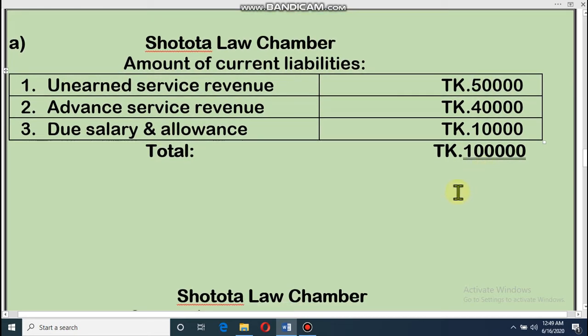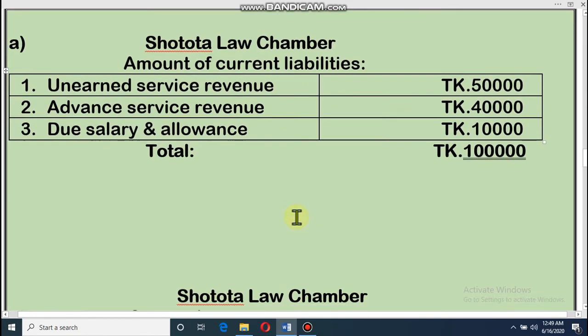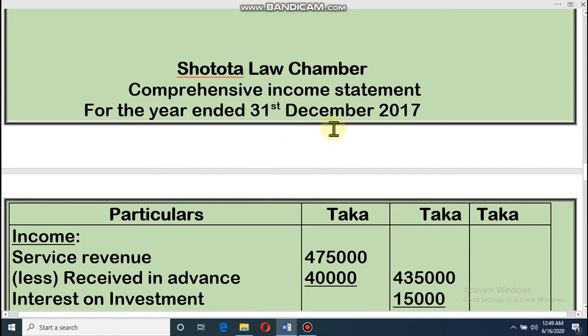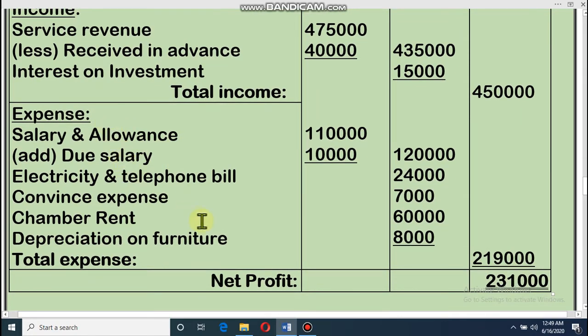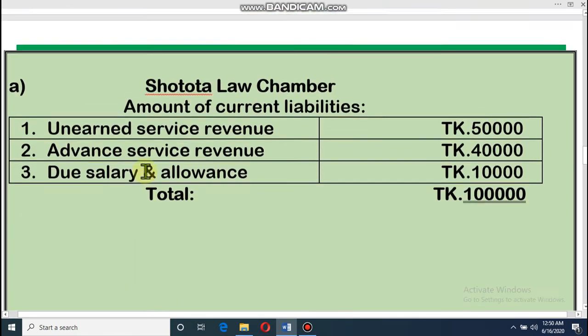I hope you understand. Dear student, requirement B, income statement of Shatata Law Chamber. Earlier I have told you that, dear student, it is a service-related math. So for doing the income statement, we have to follow single step. That means at first we will write all the income, then we have to subtract the expense. Then you will get the amount of net profit. Dear student, now look at the math. What is your income?